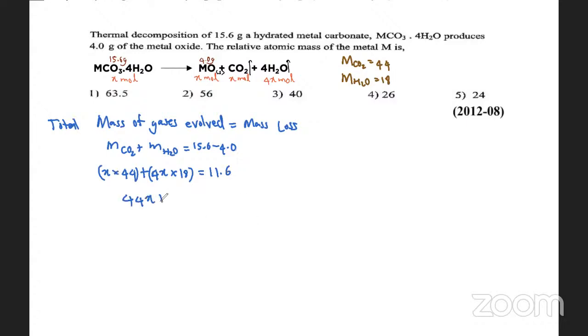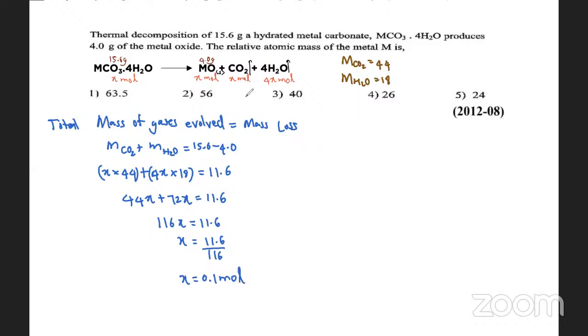44X plus 72X equals 11.6. When you see those numbers, you should be really happy, because when you add 44 and 72, it is 116, which relates to 11.6. So 116X is equal to 11.6. So X is equal to 11.6 over 116, so X is equal to 0.1 moles.